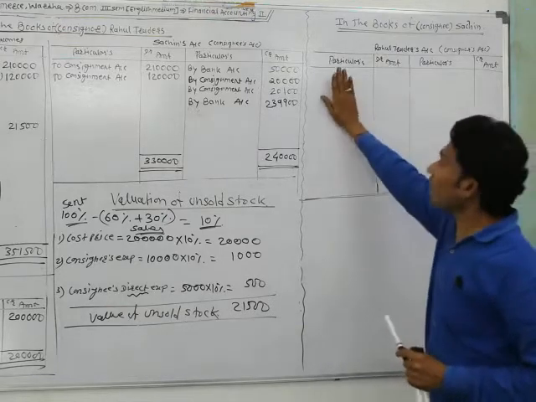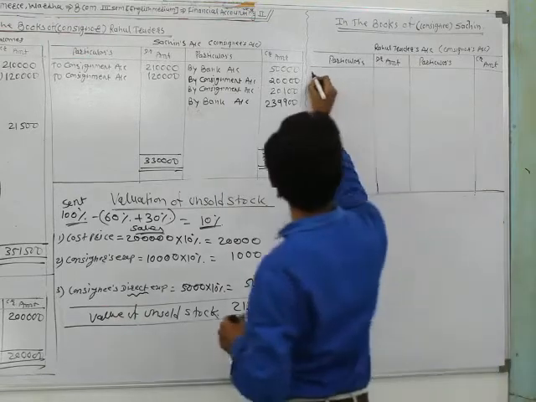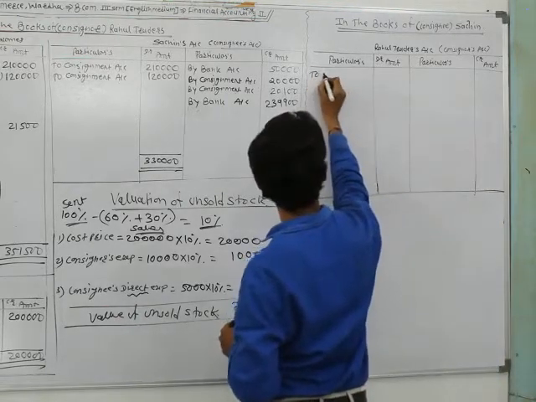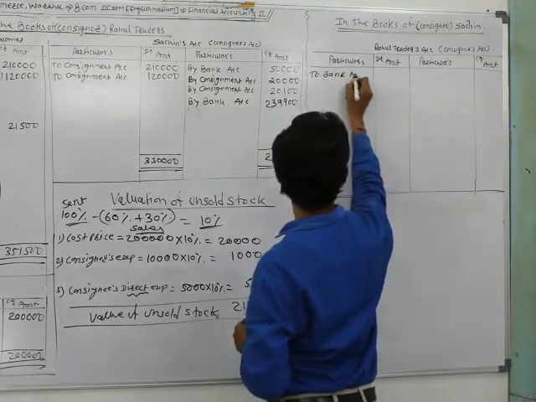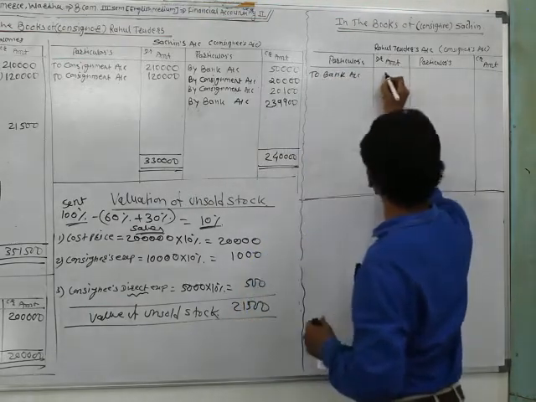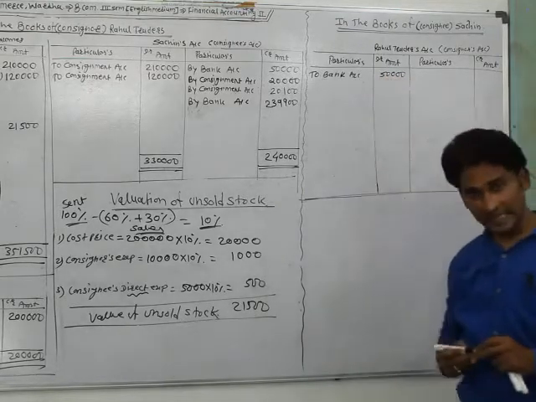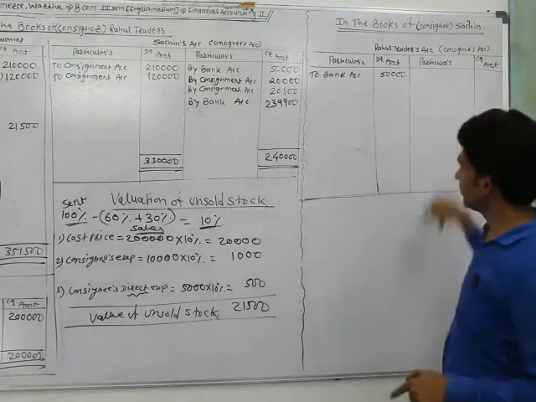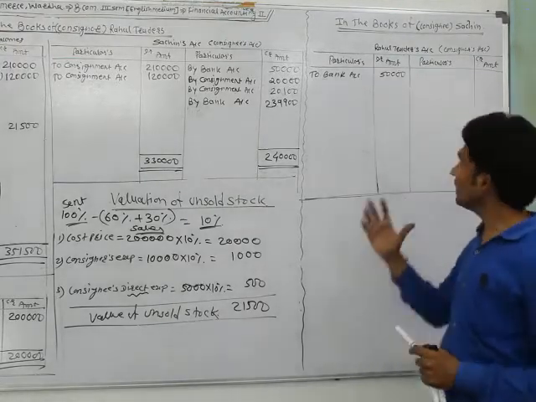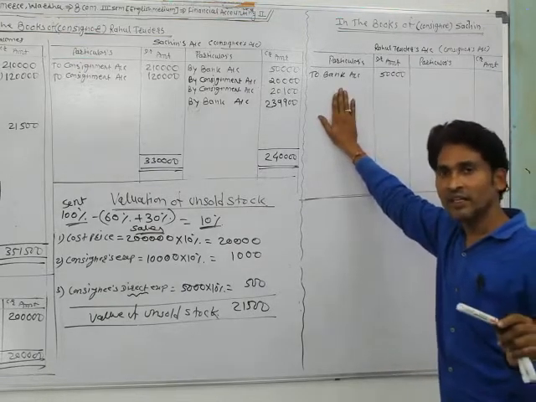At that time he passes the journal entry: Rahul Traders account debit and bank account credit. He issues the cheque to Rahul Traders. So in this transaction, Rahul Traders is a receiver, and as per the rule of personal account, debit the receiver's account. So write at the debit side of Rahul Traders account by the name of bank account.